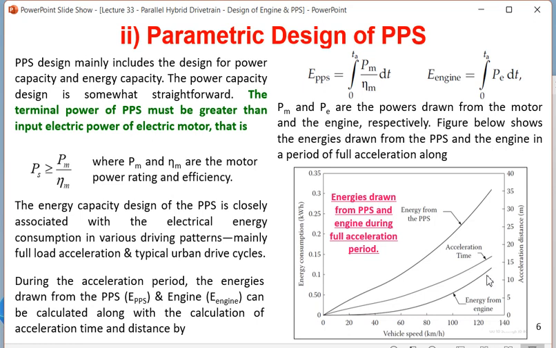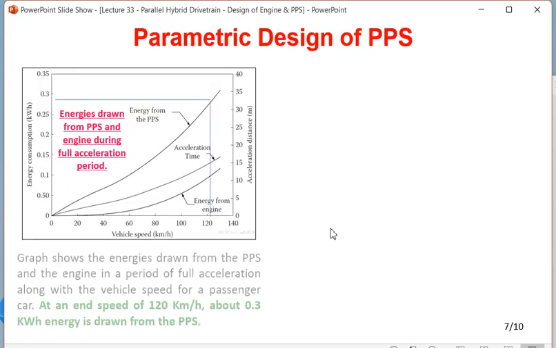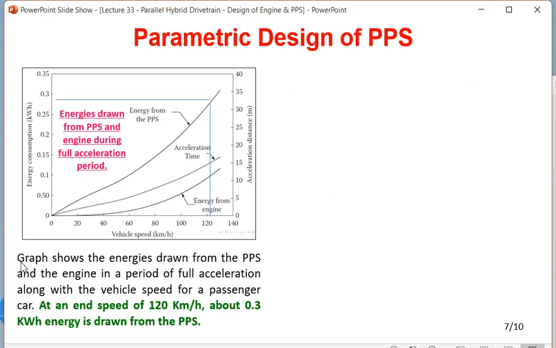In the next slide we will see a very typical case. The same graph is shown here, and one case is taken, at 120 km/h speed. The line goes up, and you are finding how much is the PPS kWh at 120 km/h. At 120 km/h, energy from the engine is around 0.1 kWh. You take this 120 km/h speed and project it upward, wherever it cuts the engine energy line. So this is around 0.1 kWh, that is 100 Wh. But the same 120 km/h, if you project up to the PPS line, you will find it's around 0.3.